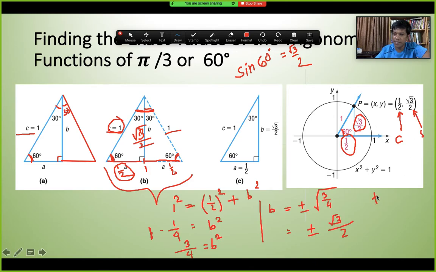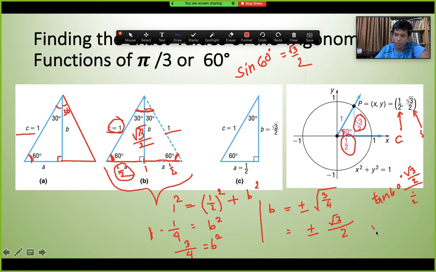And then what will be tan 60 degree? Tan 60 degree is basically, as you know, sine divided by cosine. So sine is root 3 by 2 divided by cosine is 1 by 2. So this divided by this, whatever it comes, that is the answer for tan 60 degree. Let's find it out. So root 3 by 2 divided by 1 by 2.